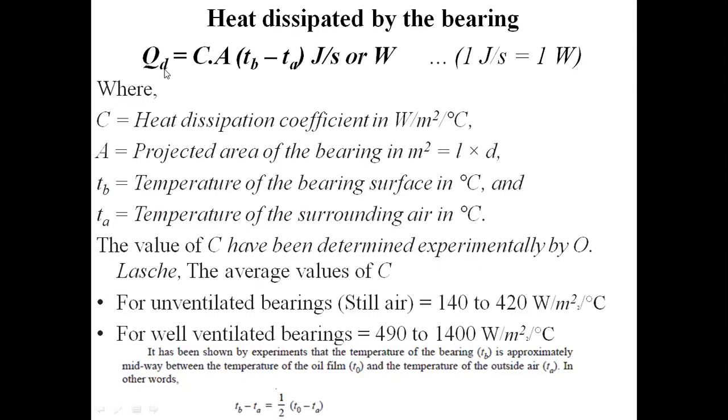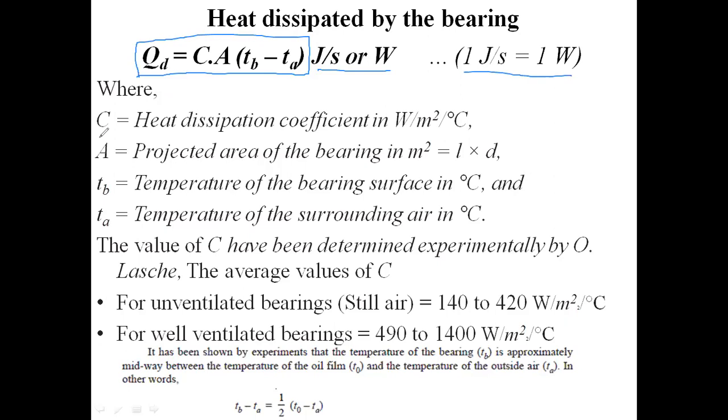Now we'll see the heat dissipated. First, we have seen the heat generated. Now we'll see the heat dissipated in the bearing. It is given by this formula. Heat dissipated, Qd is equal to C into A into Tb minus Ta. The unit is joule per second or watt. 1 joule per second is equal to 1 watt.